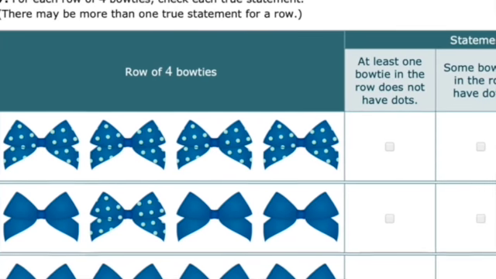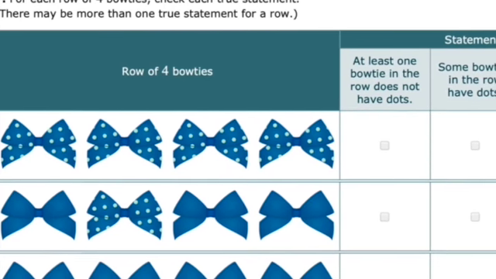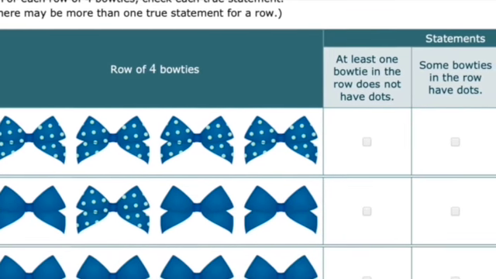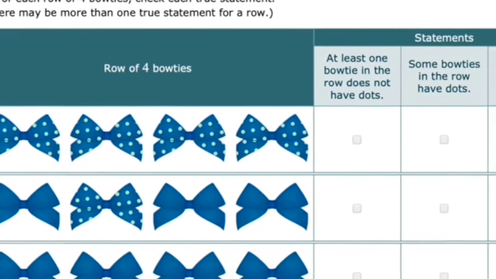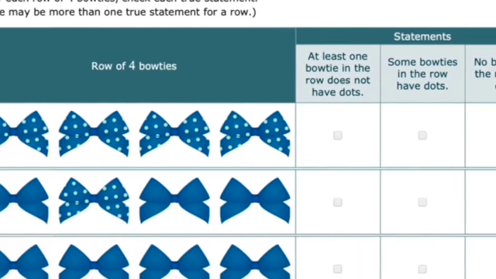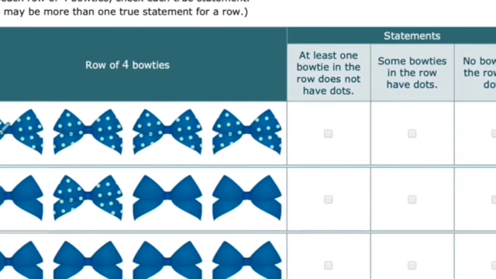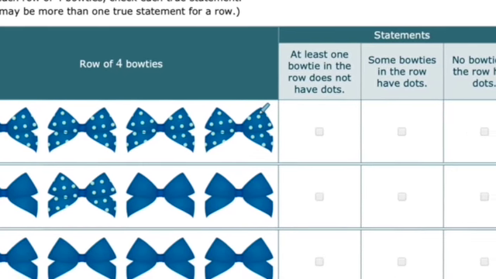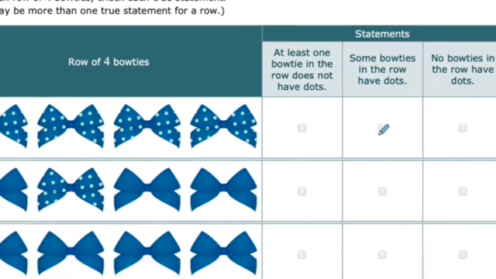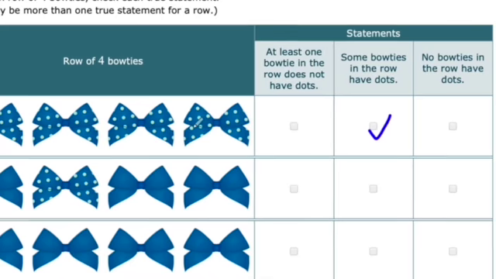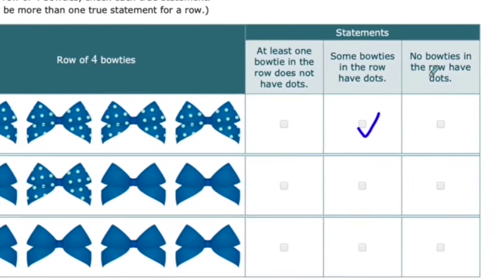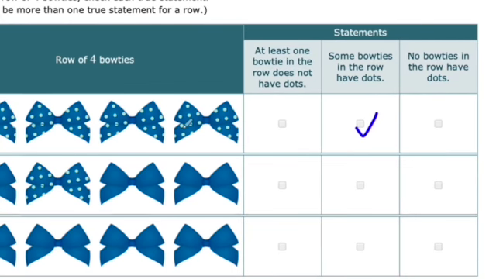All right, so if we look at the picture in the first row, every bow tie has polka dots on them. So let's read the statements. At least one bow tie does not have polka dots. That's not true. All of these bow ties have polka dots. Some bow ties in the row have polka dots. Yeah, even though all of them do, that is some. No bow ties in the row have dots. That's not true. They all do.